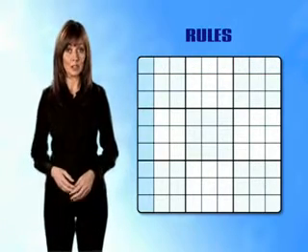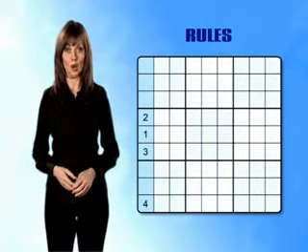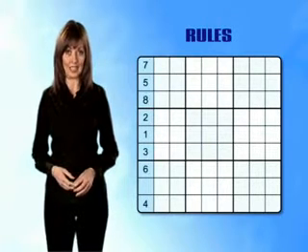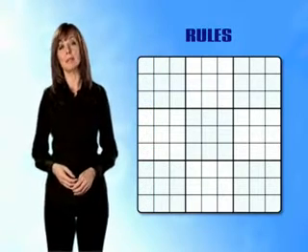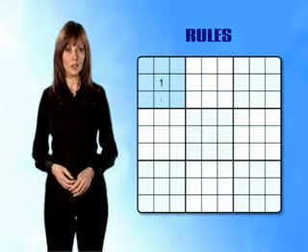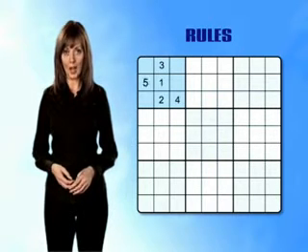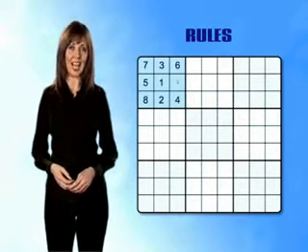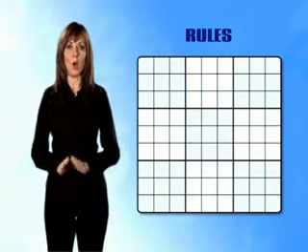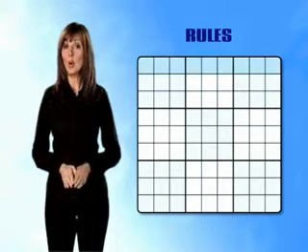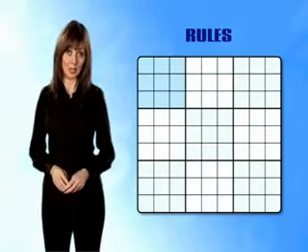Rule 2. In each of the 9 columns, you must have each of the numbers 1, 2, 3, 4, 5, 6, 7, 8, and 9. Rule 3. In each of the 9 mini-grids, you must have each of the numbers 1, 2, 3, 4, 5, 6, 7, 8, and 9. You can never have more than one of each number in any row, any column, or any mini-grid.